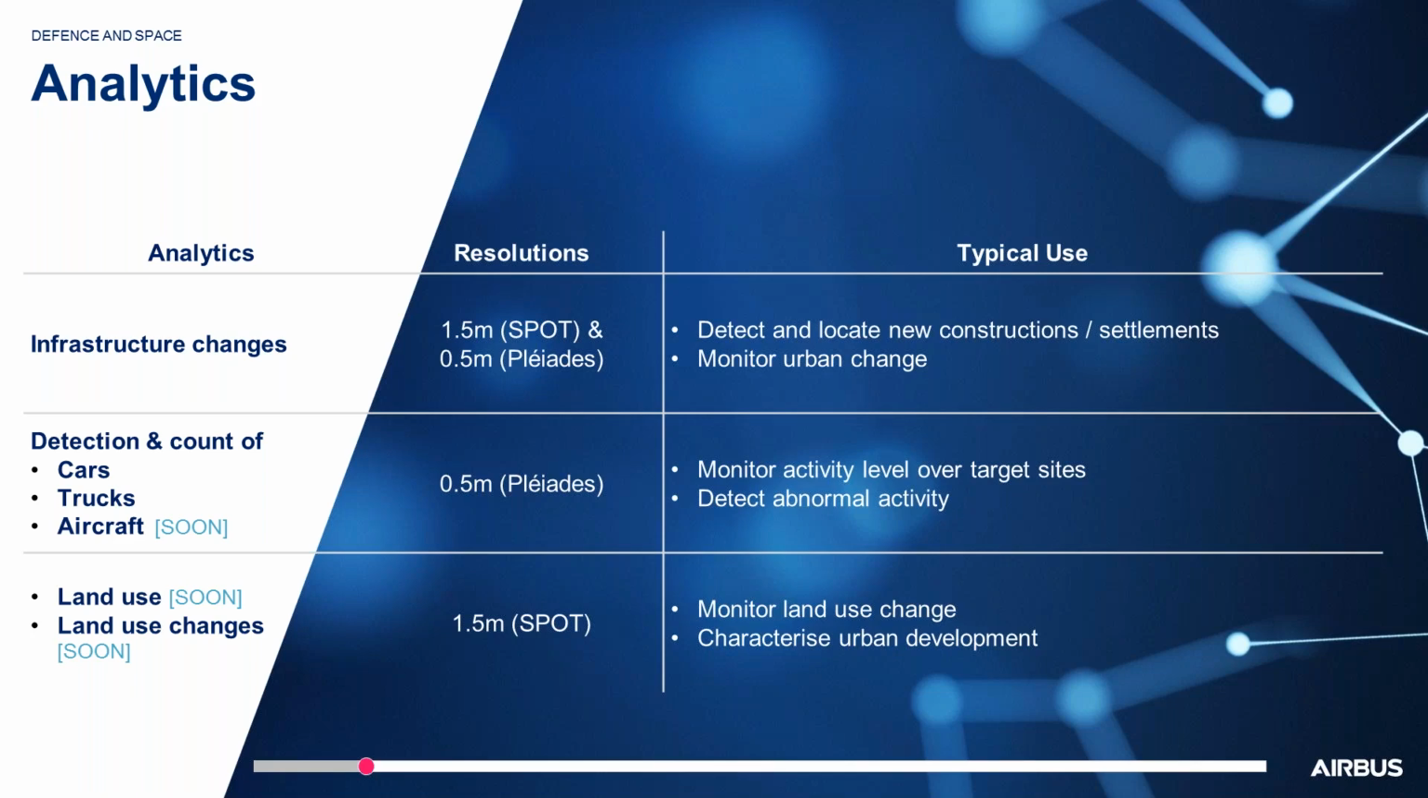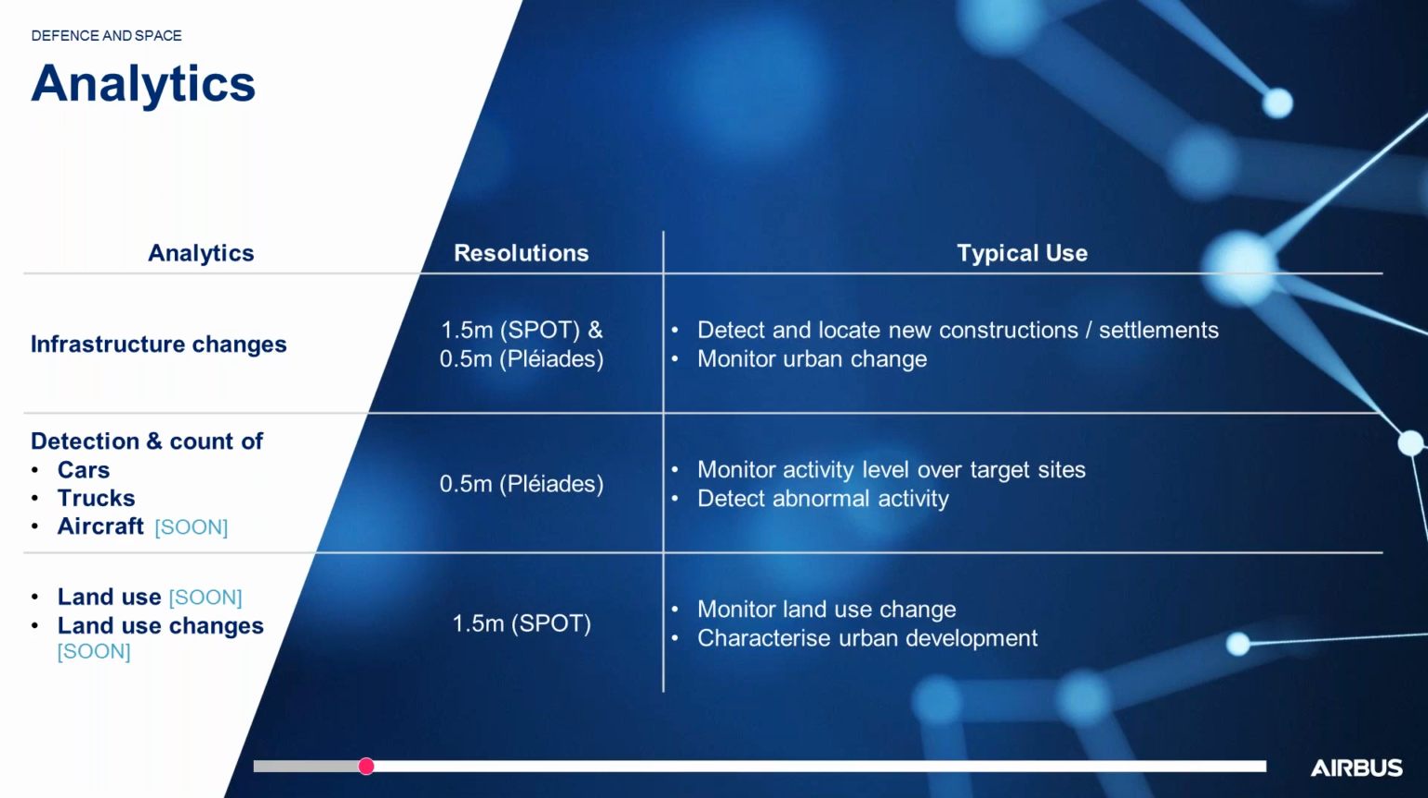Lastly, in terms of analytics, we will propose in the next weeks the land use and the land use changes based on SPOT imagery to monitor land use change or characterize urban development. So here, the system will be able to classify automatically the land use, for example, the grass, the forest, the water, the road, etc., or to detect any changes in terms of land use between two images.